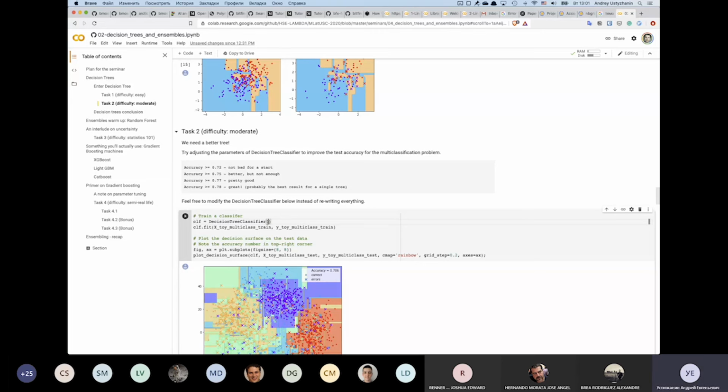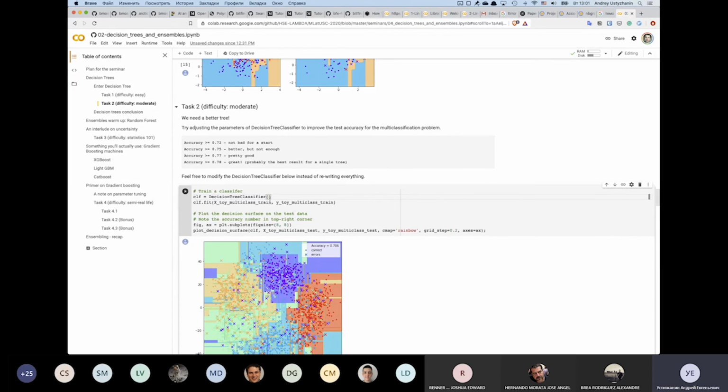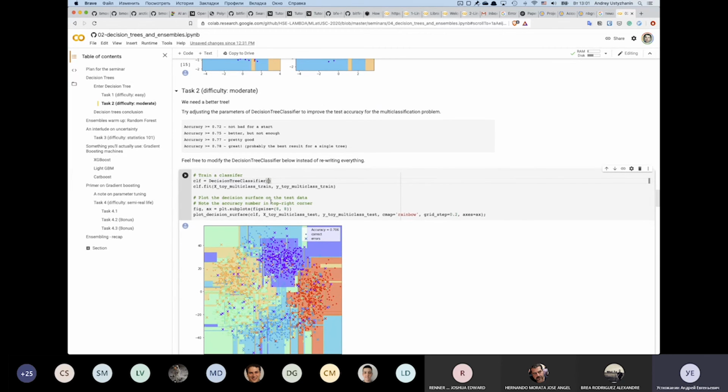So the goal of this exercise is to try to see how different parameters are affecting the performance of the classifier. So when you see, we measure the accuracy on the test data set. And accuracy is depicted here on the top right.